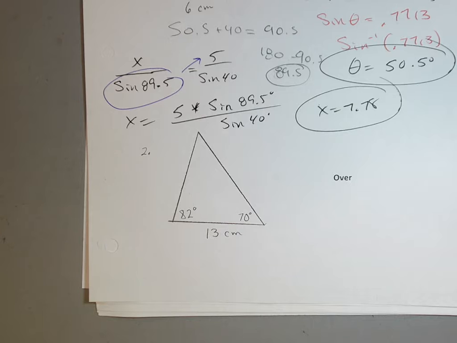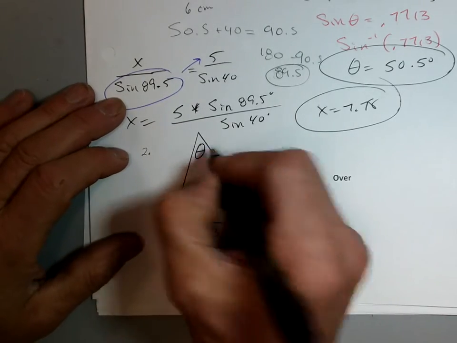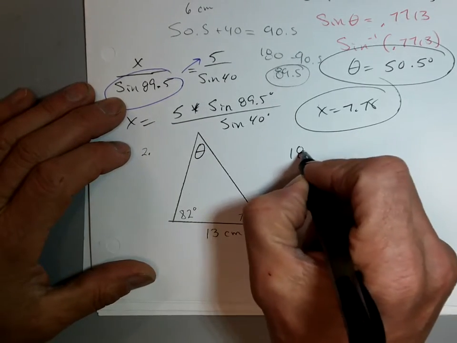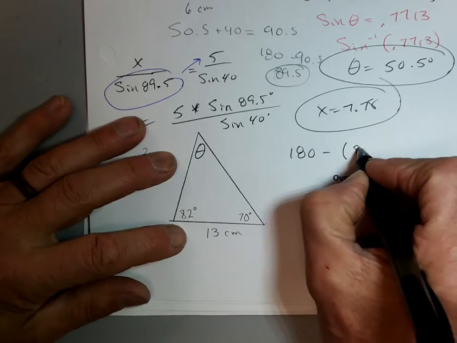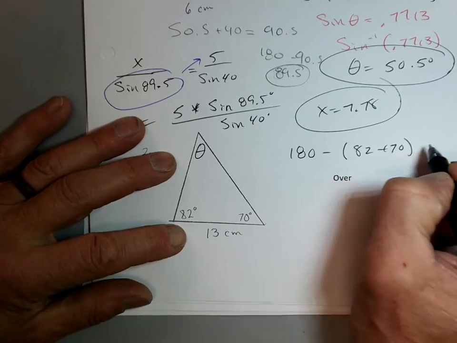Do you have a pair of opposites? No. So you have to find the other angle. Ah, smart girl. There you go. Find the other angle. Will you have a pair of opposites? Yes. So let's call this theta. Thanks, Julia. Let's go 180 minus parentheses 82 plus 70. Let's find that other angle.